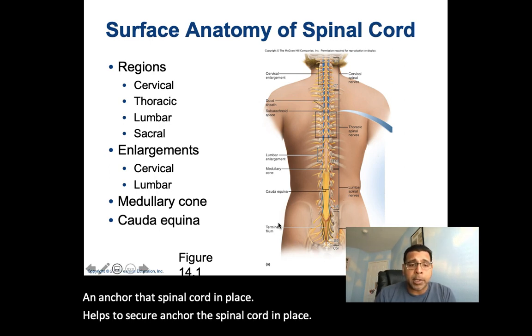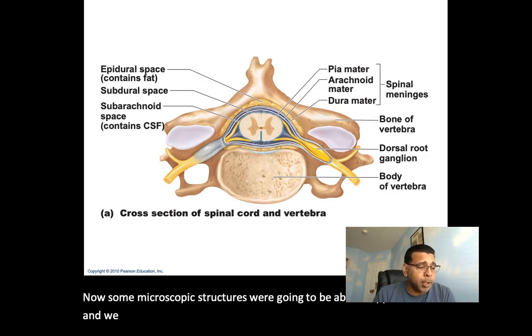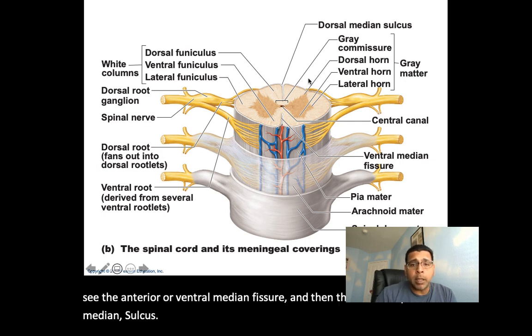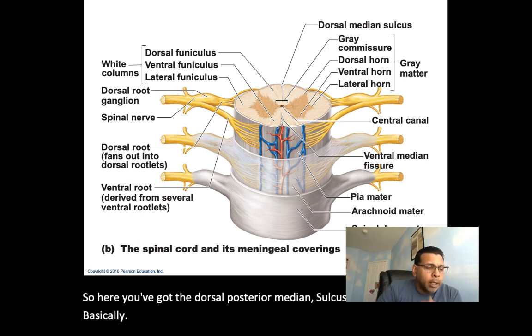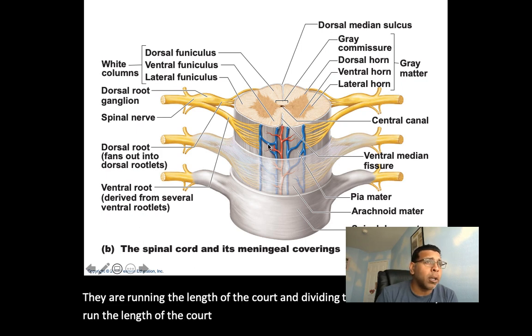Now some microscopic structures we're going to be able to appreciate here. First, you can see the anterior or ventral median fissure and then the dorsal or posterior median sulcus. They run the length of the cord and divide the cord in halves.